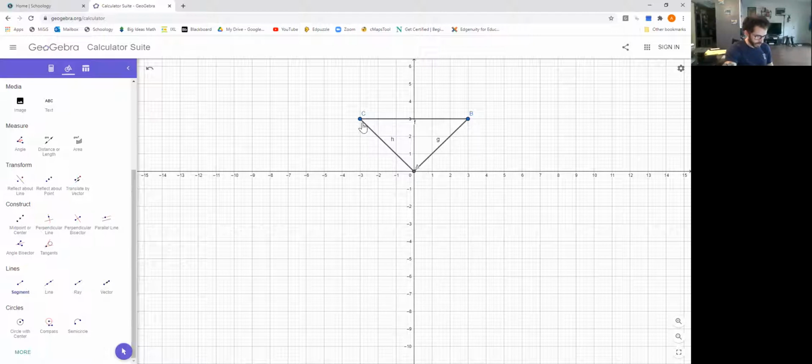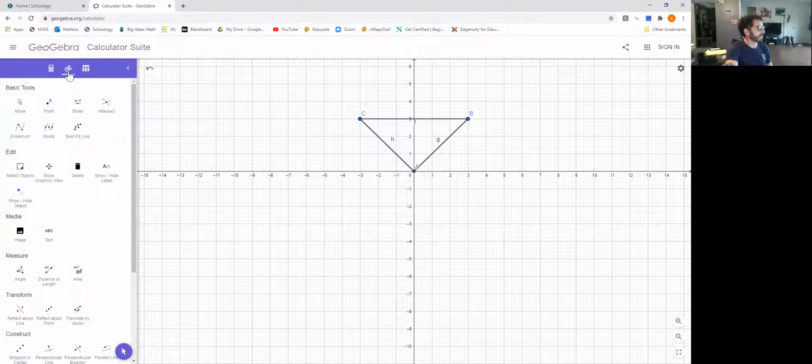And they want us to classify the triangle by its sides and then determine whether or not it's a right triangle. Ooh, that's interesting. So first off, it looks like we have one side here and two sides here. Side AB and side AC are the same length.